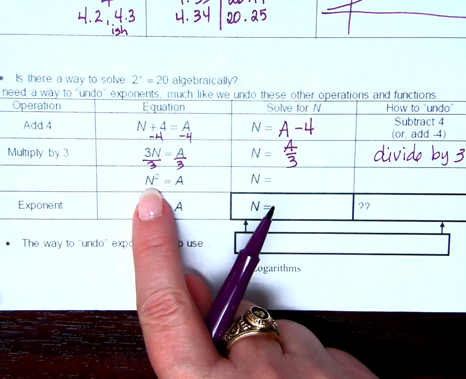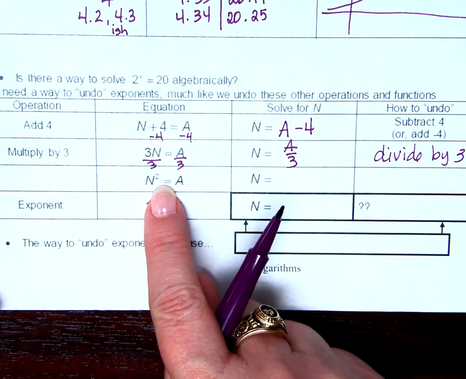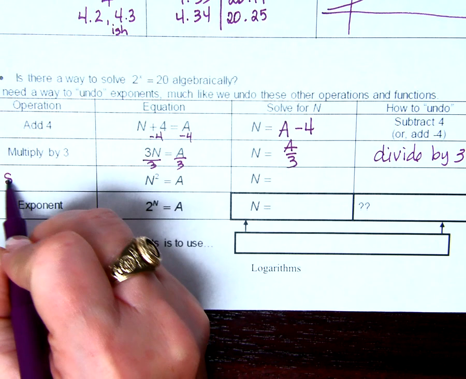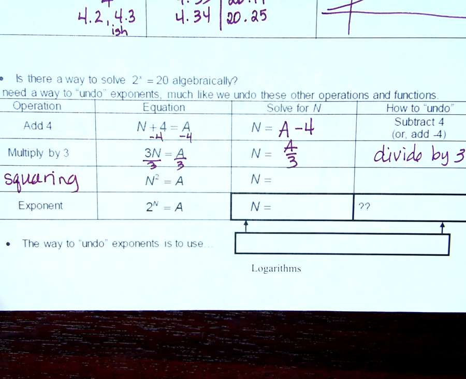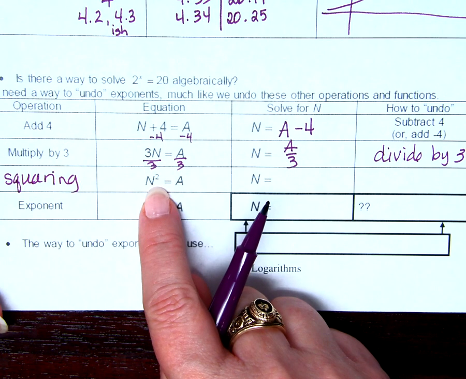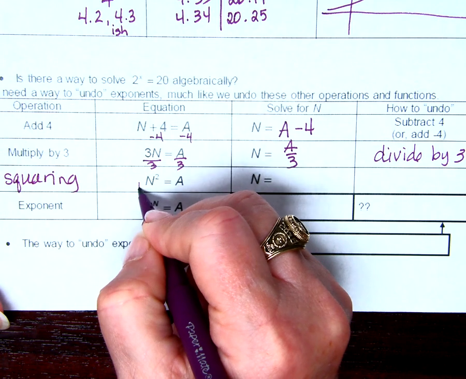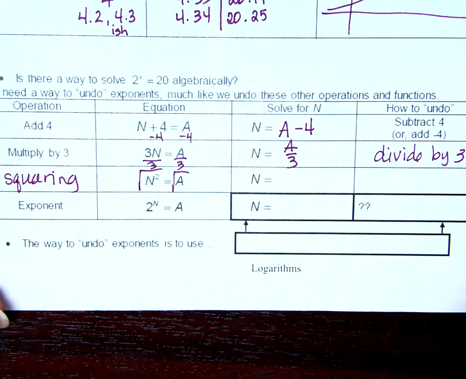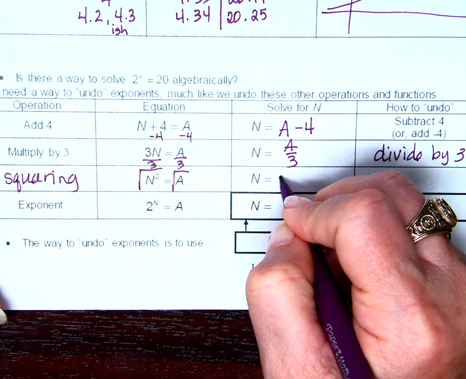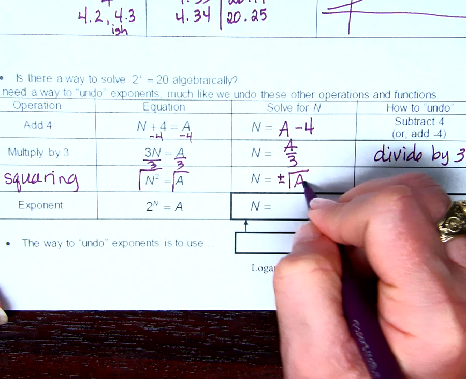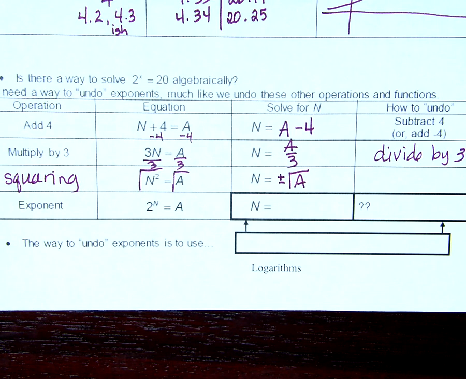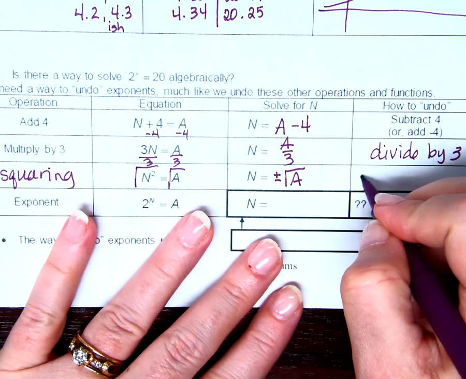Well, what's happening here? n squared equals a. We're squaring n, right? How do I undo that squared? Now, please remember, if I put the square root in the problem, what do I also have to put in the answer? Plus or minus, right? Don't forget that. Okay. But I have plus or minus the square root of a, correct? So how did I undo a squared? Square root.